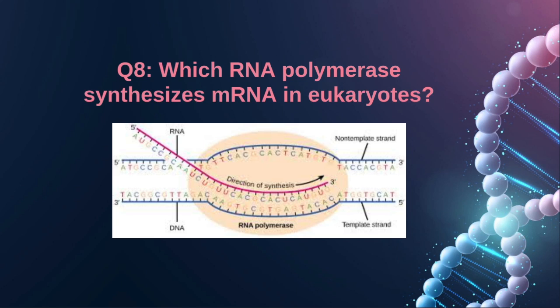Which RNA polymerase synthesizes mRNA in eukaryotes? So 1, 2, 3, 4, 5, 6, 7, 8, 9, 10. And it's RNA polymerase 2. RNA polymerase 2 is responsible for transcribing mRNA precursors, miRNAs, and most snRNAs. Basically, RNA polymerase 2 is very, very important when we come to talk about eukaryotes and transcription that happens in eukaryotes.